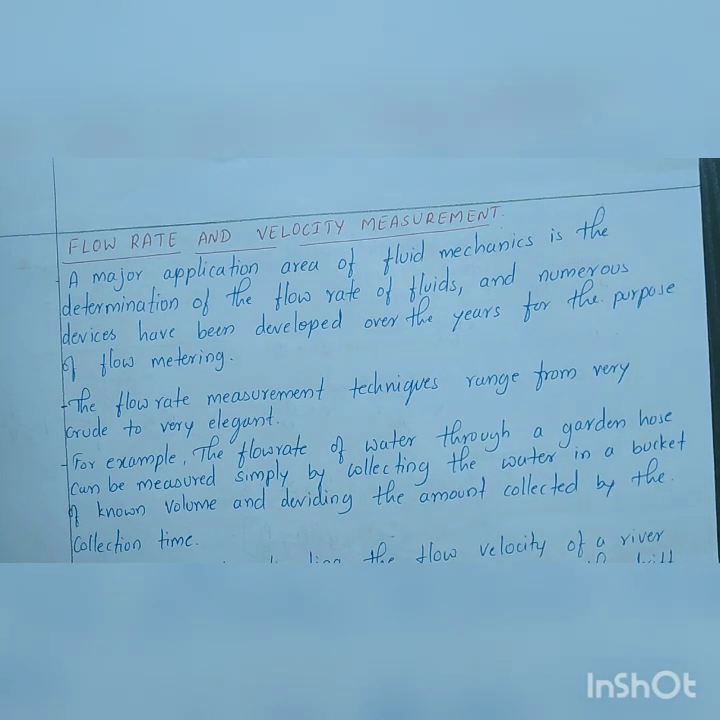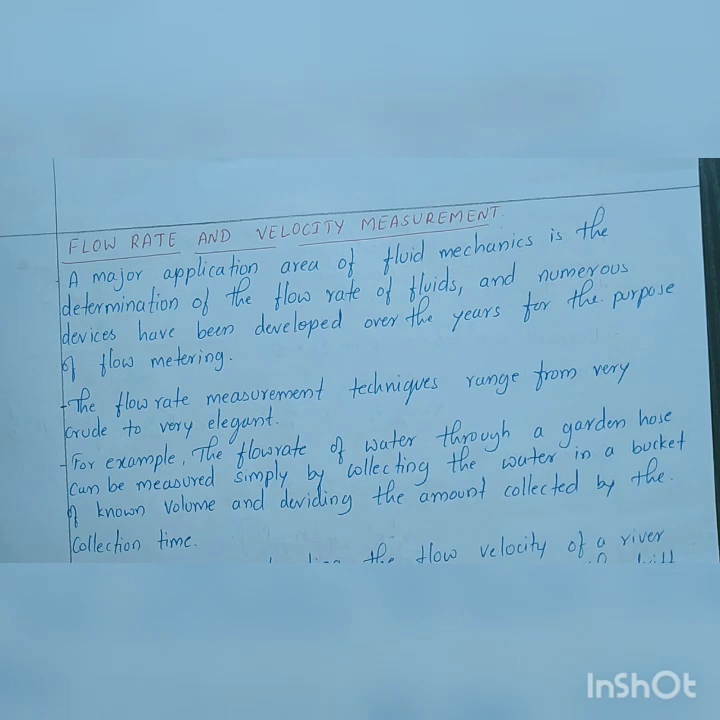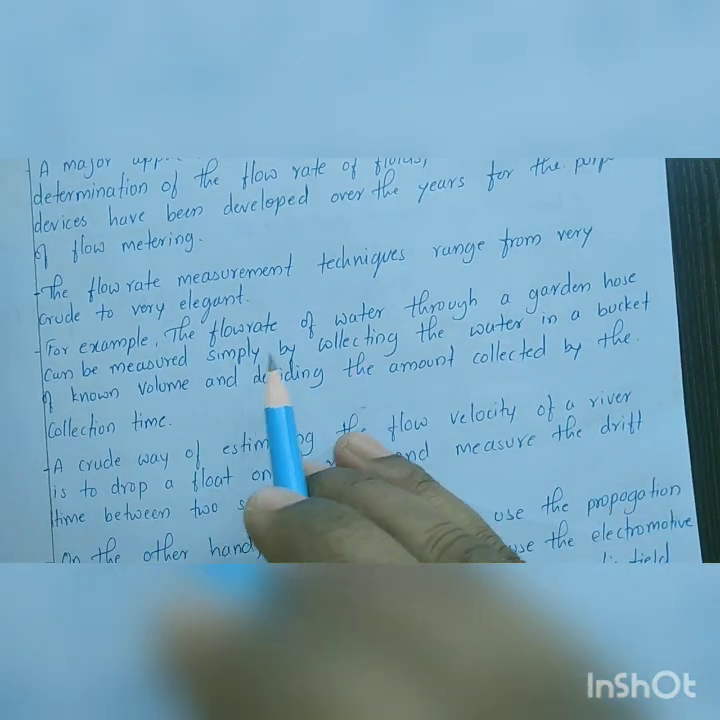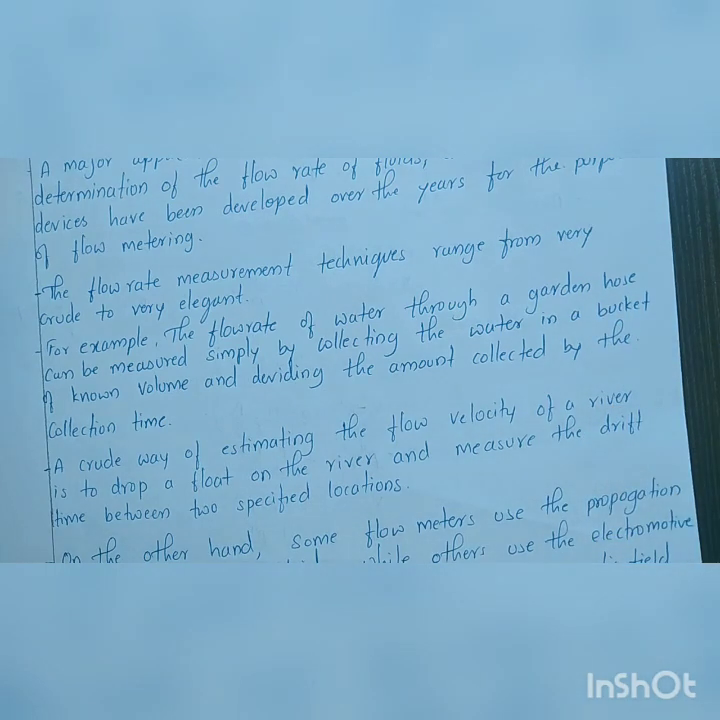Okay. So you can find the flow rate or discharge in a very simple way, and you can also find it using sophisticated instruments. For example, if you want to find the flow rate through a garden hose, you take a bucket of known volume, start pouring the water, and measure the time taken to fill that bucket, so that gives you the discharge. That is a very crude way of finding the discharge.